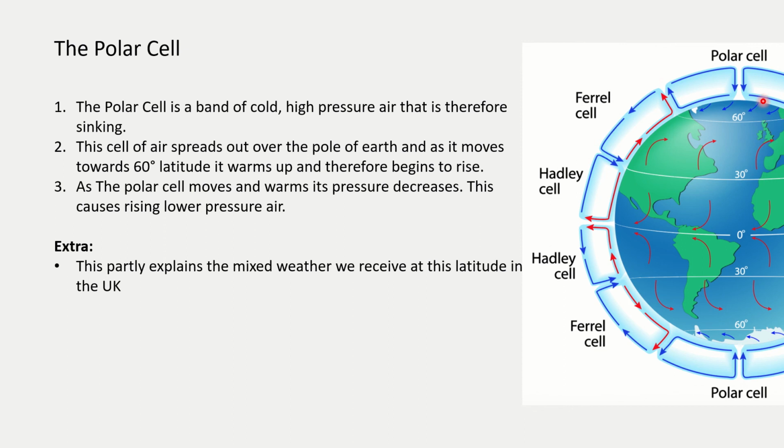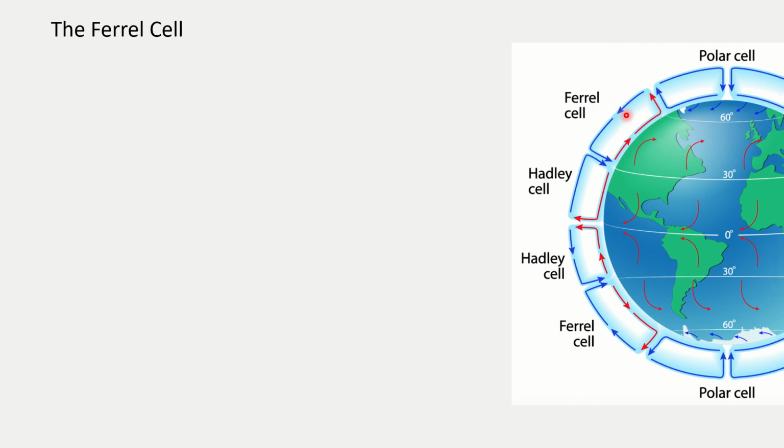But in summary, at the pole, at 90 degrees, the North Pole, the air is very cold. Cold things sink, so we get high pressure air falling. It has to spread over the surface of the Earth. As it does so, it warms up and rises at the polar low. It then rejoins the polar cell to complete that cycle, or some of it spreads into the Ferrel cell. So let's deal with the Ferrel cell.